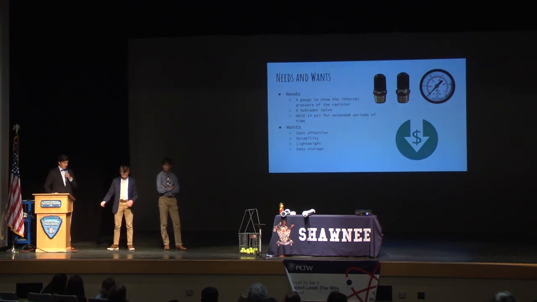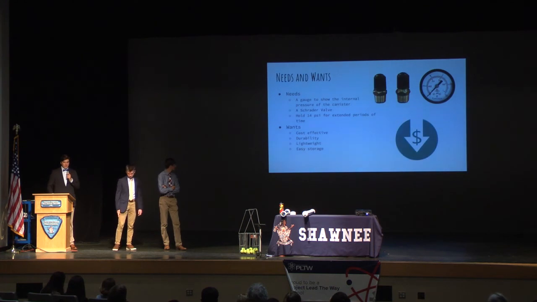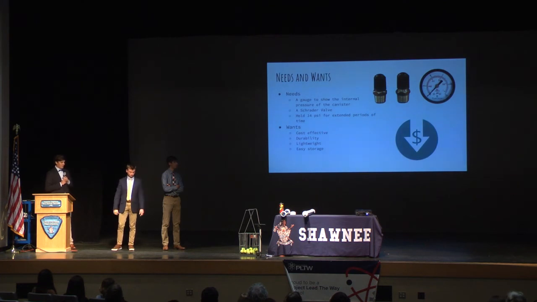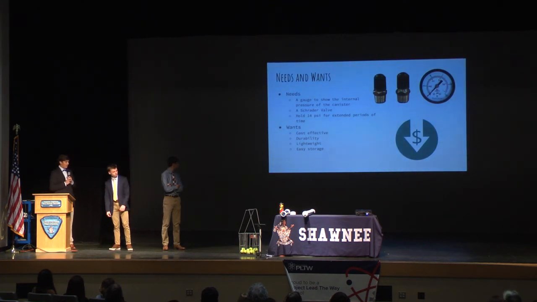So for our product, we needed some needs and wants to be incorporated. A need is that we wanted a gauge to indicate the pressure inside the tube, which needed to be about 14.5 PSI, the standard pressure inside of a tennis ball. We also needed a Schrader valve to go on top of the cap, which is a standard valve that goes on a bike pump, most commonly used around the household. And we needed the tube to hold around 14.5 PSI.